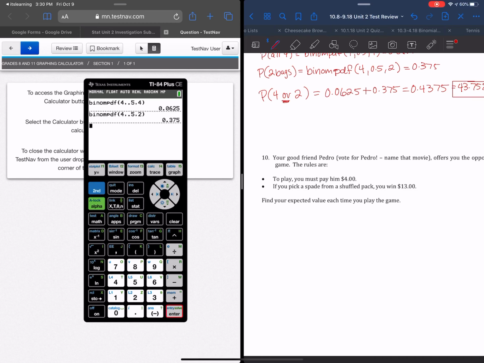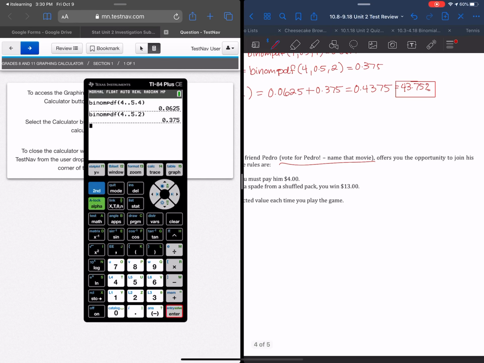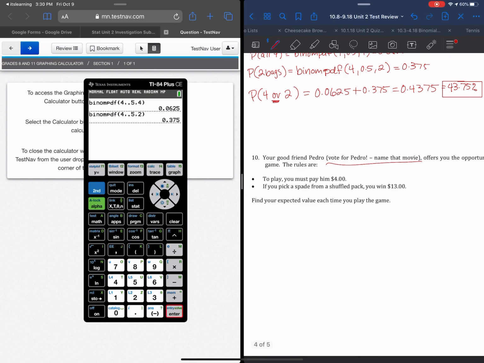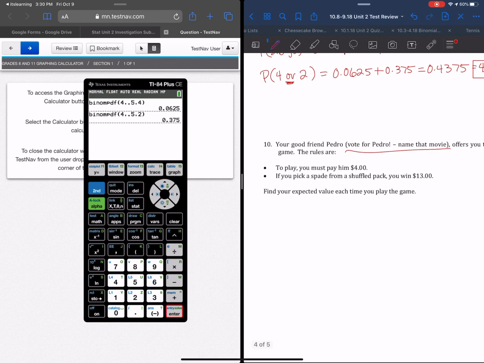And then the next question: your good friend Pedro, and if you can name this movie, then kudos to you, offers you the opportunity to join his game. The rules are, to play, you must pay him $4. If you pick a spade from a shuffled pack, you win $13. Find your expected value each time you play. So let me just write this down. There are a total of 52 cards, right? Of those 52 cards, there are 13 spades and 39 other cards. So 39 of them are not spades, okay?